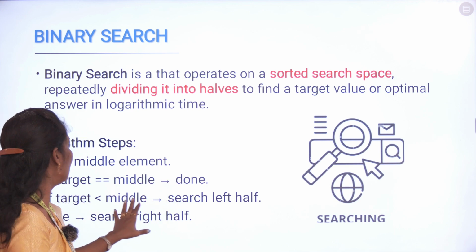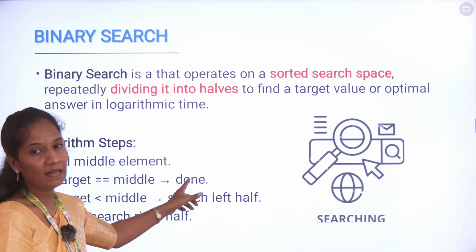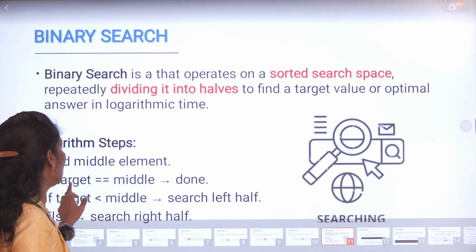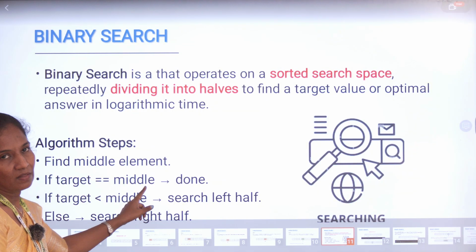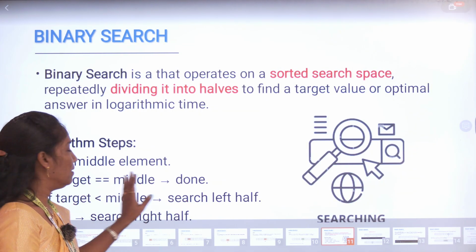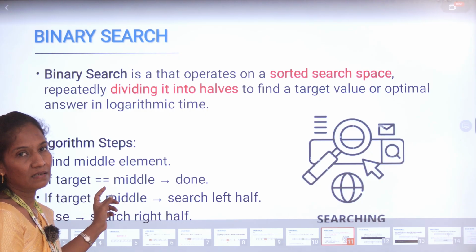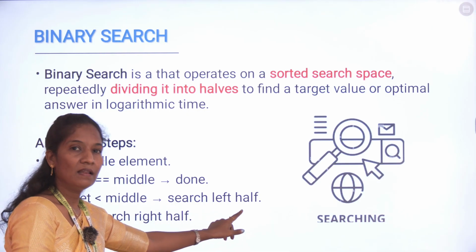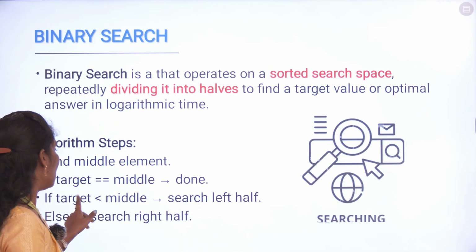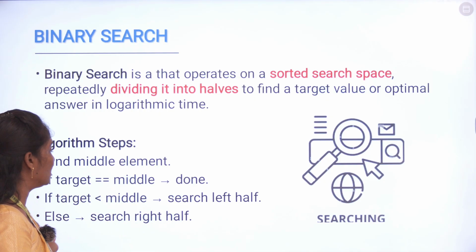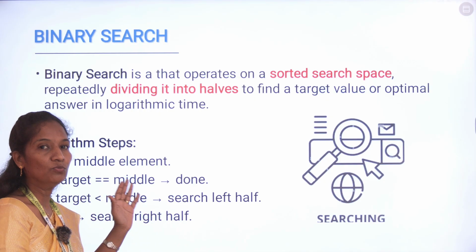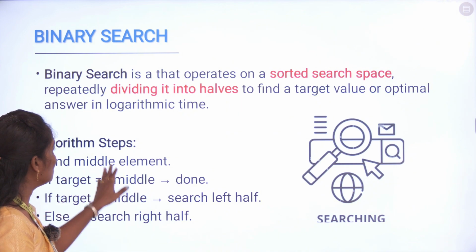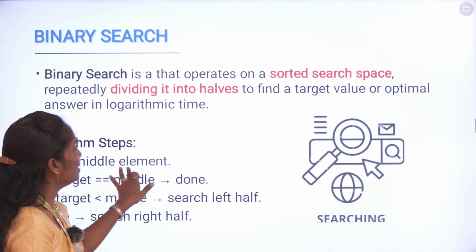The algorithm says that first we have to divide the array and find the middle element. If the target is equal to the middle, then our process is over. If not, if the target is less than the middle value, we do the searching process on the left half. Otherwise, we move to the right-hand side and do the searching process there. So this is the algorithm for binary searching.